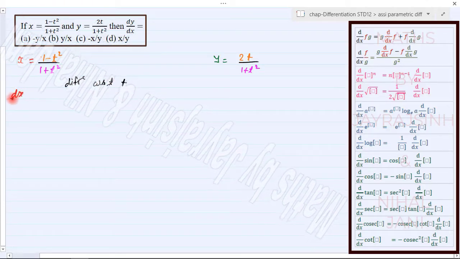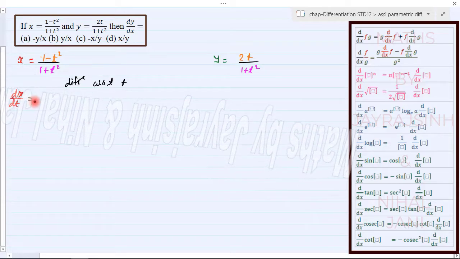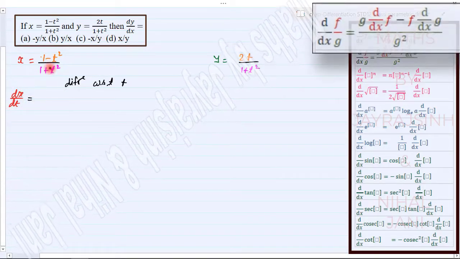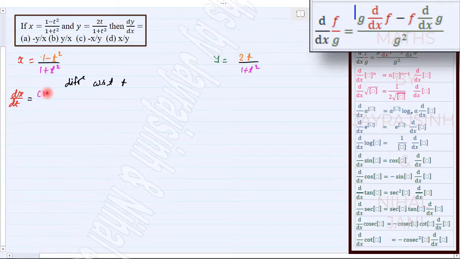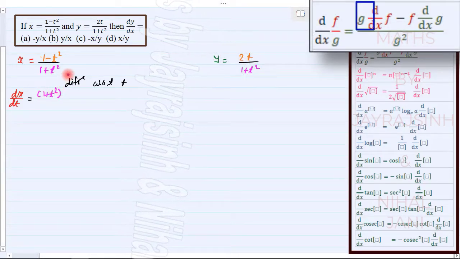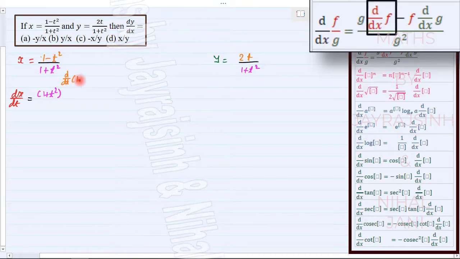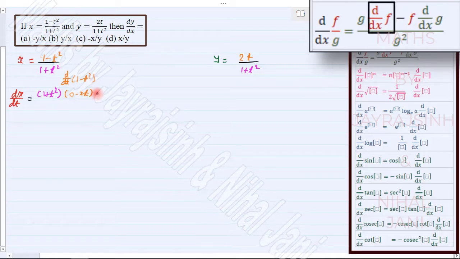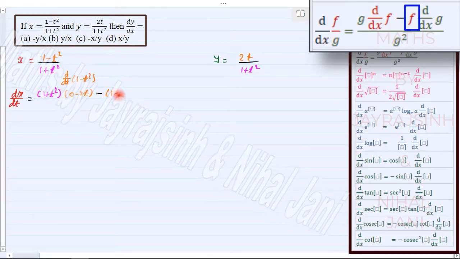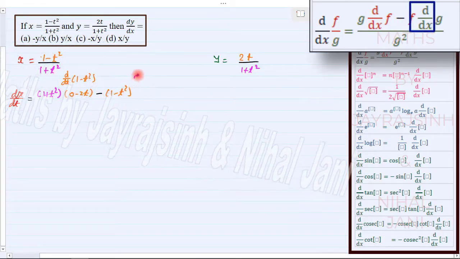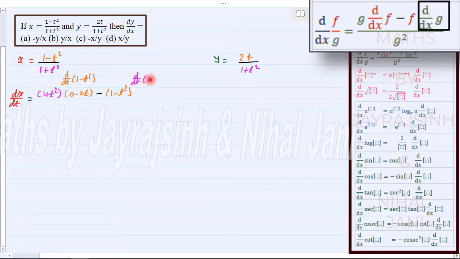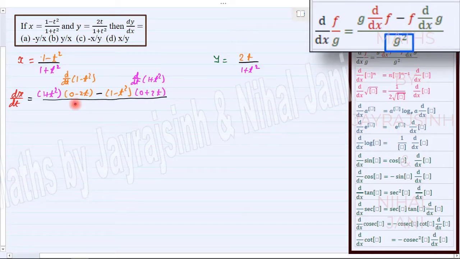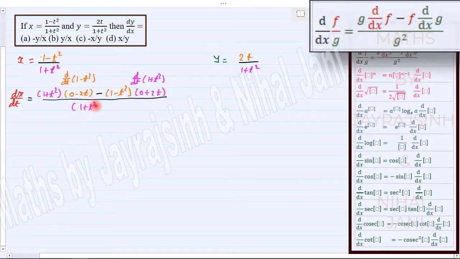So we will get dx by dt is equal to differentiation of (1 minus t square) upon (1 plus t square). For that we have to apply division rule. First term, your 1 plus t square will be as it is. We have to differentiate 1 minus t square, which will be 0 minus 2t, minus 1 minus t square will be as it is. We have to differentiate 1 plus t square, so that will be 0 plus 2t, whole divided by (1 plus t square) the whole square.